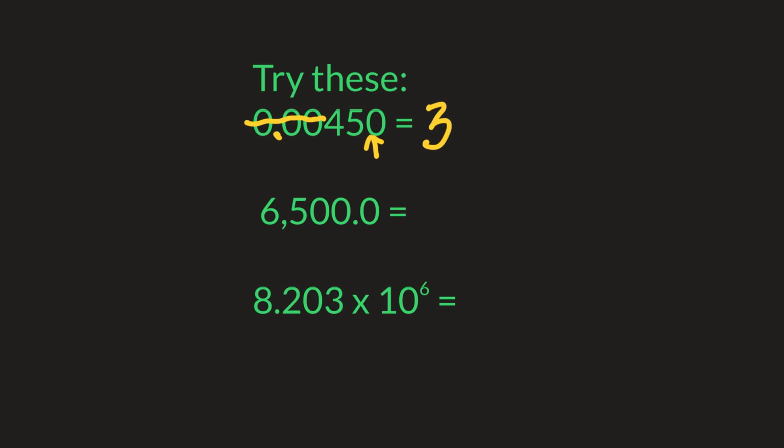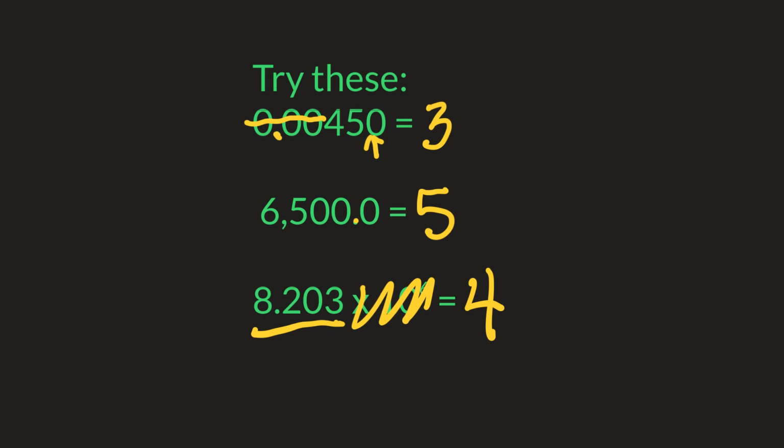The next number, is there a decimal point? Yep, it's right there. These zeros are to the right, but there's a decimal point. So again, as long as there is a decimal point, those zeros count. And so this one has 5 sig figs. And the next one, scientific notation. Again, I'm just going to totally ignore that. If I look at this number, how many sig figs? It has 4, right? You have to count the 0 in the middle.